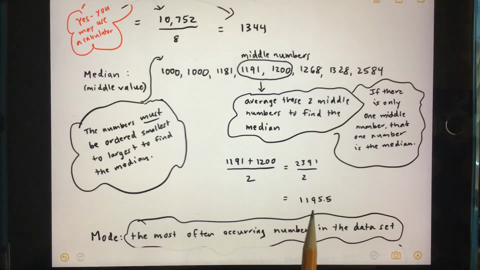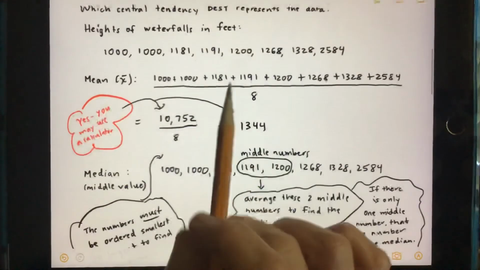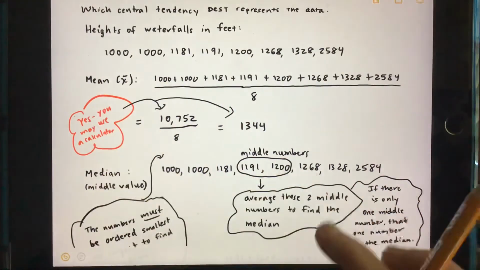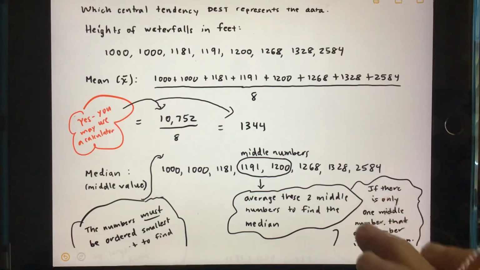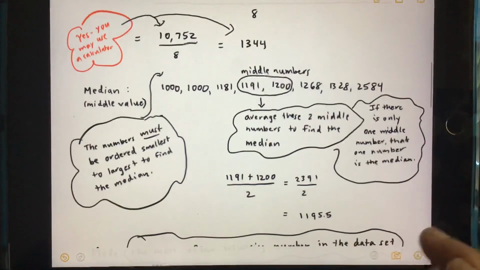And that gives me 1,195.5. So that would be the median. And 1,195.5 would fall right here, and there are just as many values above as below, so that might be the best central tendency measure here to establish the middle of all of this data.